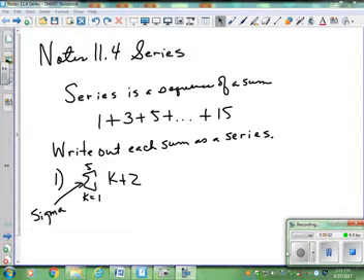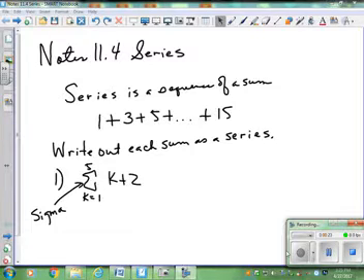Okay, in this set of notes, we're going to look at series, and we're first going to look at series in a general way, and then we're going to look at series with arithmetic and geometric. So a series is a sequence that's a sum, and as you can see, I've written out plus signs between them because it's a sum. It's not commas between the numbers, it's plus signs because you're going to add them all together.